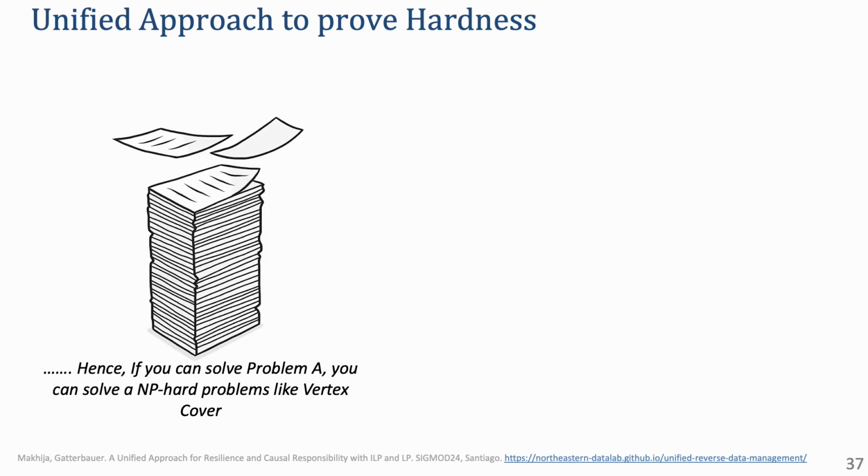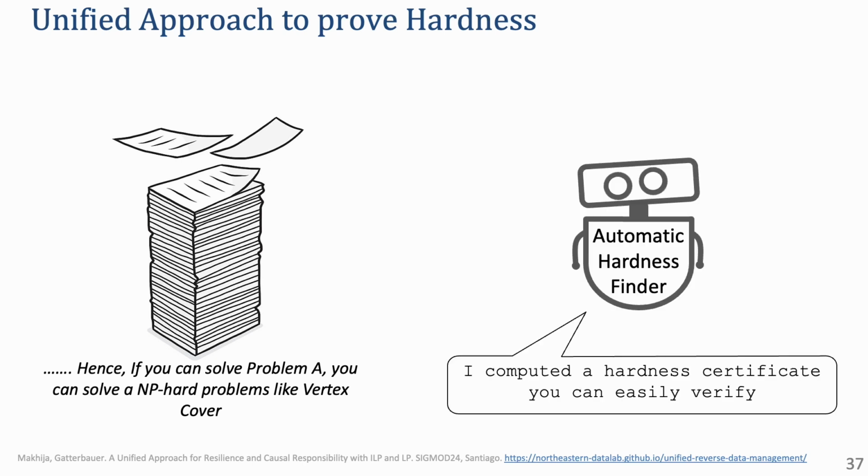In general, your approach might be to write a reduction. You would say, hey, this problem must be hard because it's the same as some other well-known, presumably hard problem, and you would prove that indeed these problems are equivalent. But this is work, and we don't want to do that.